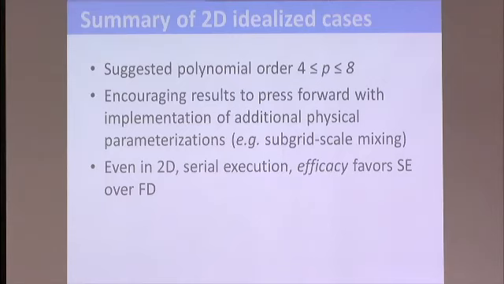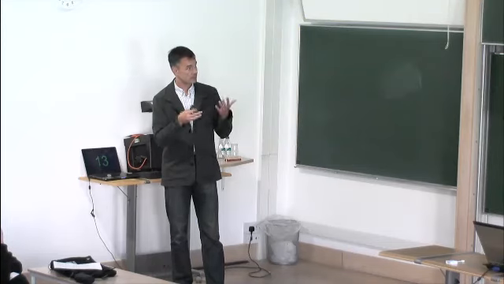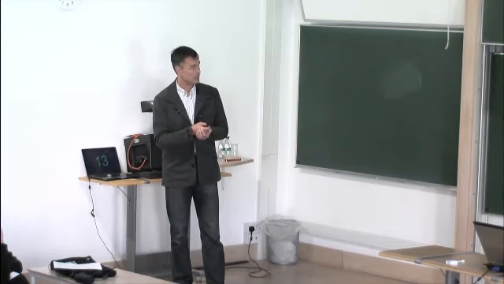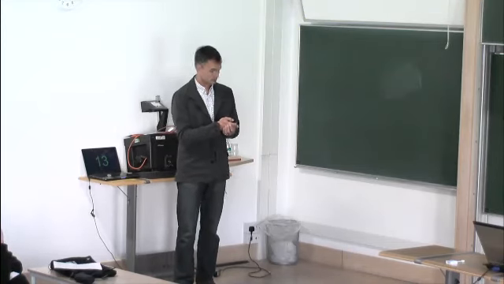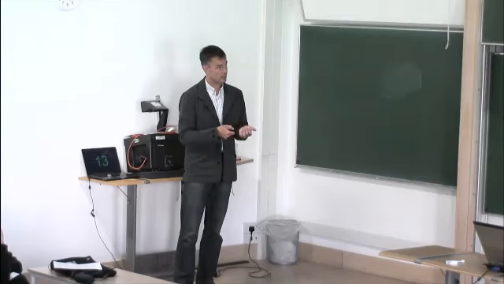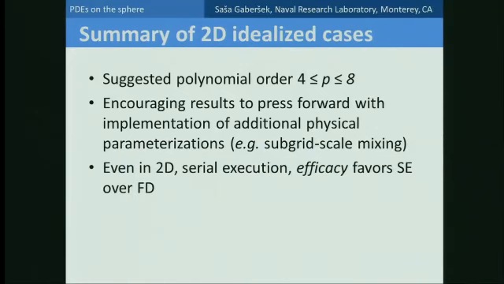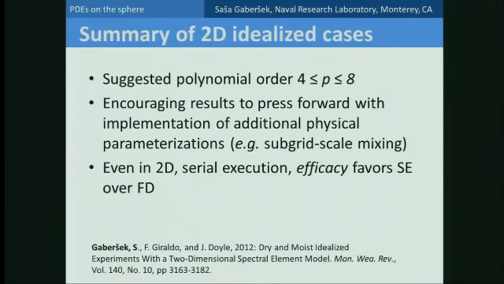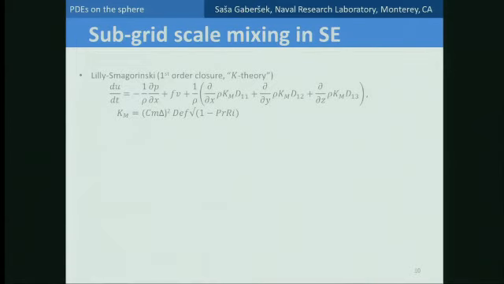So results were encouraging to press forward, and we started playing with the first obvious physical parameterization, which is the subgrid scale mixing. And I already mentioned before that efficacy actually favors spectral element, because if you have resources, you will get payback. And results are published in, actually they're coming out next week or so, October.